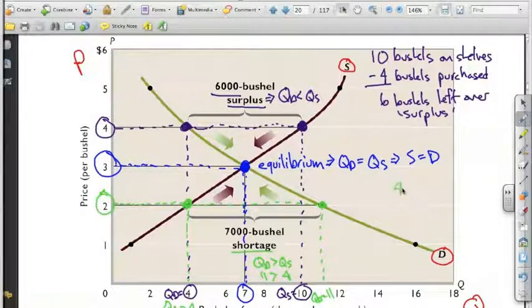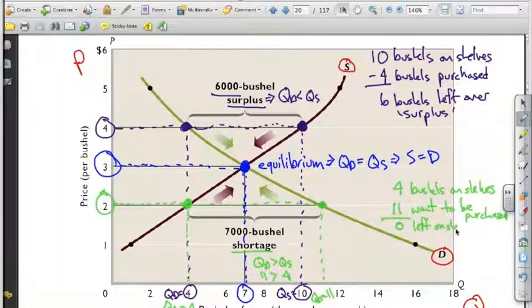So over here we have 4 bushels on shelves, but we have 11 that want to be purchased. How many are going to be left over on the shelves? 0 will be left on shelves, but there will still be 8 people waiting in line to get it. So you won't have any more stuff on the shelves at the store, but you'll still have people standing around wanting that good, wishing it was there.